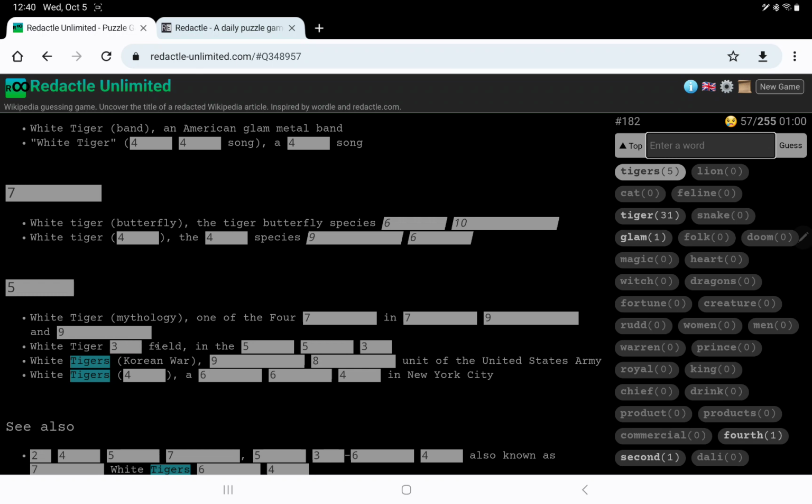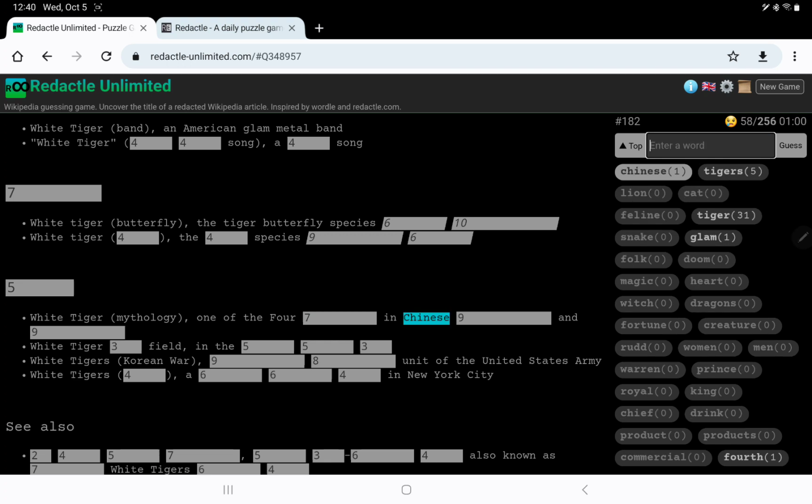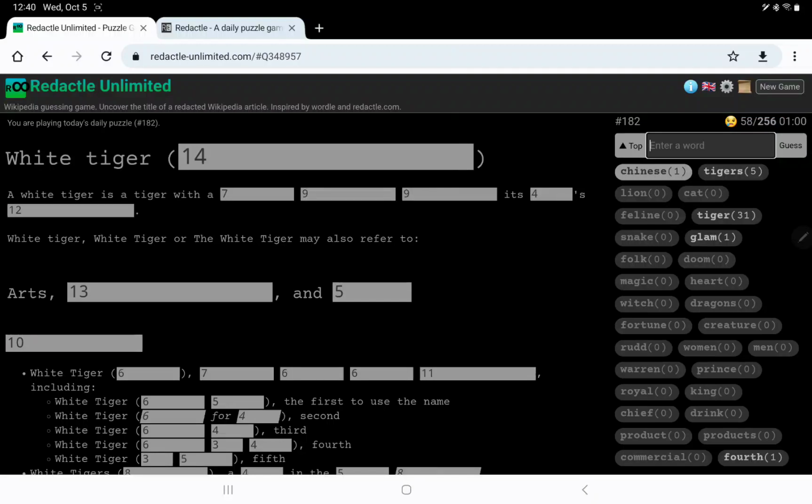What's this, white tiger 3 field in the something something 3? And white tiger mythology, one of the 4 something in Chinese, maybe? Yes, Chinese literature, mythology. All right, so white tiger. Ooh, so it is referring to the tiger itself, with a 799. Its 4 is 12.